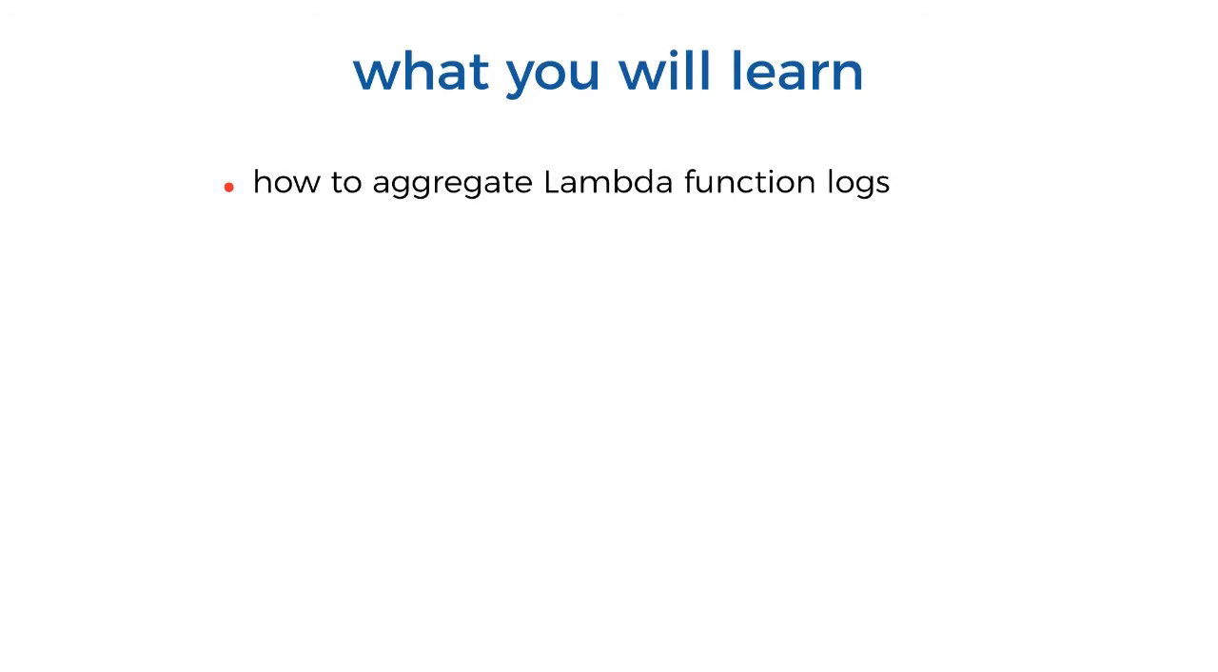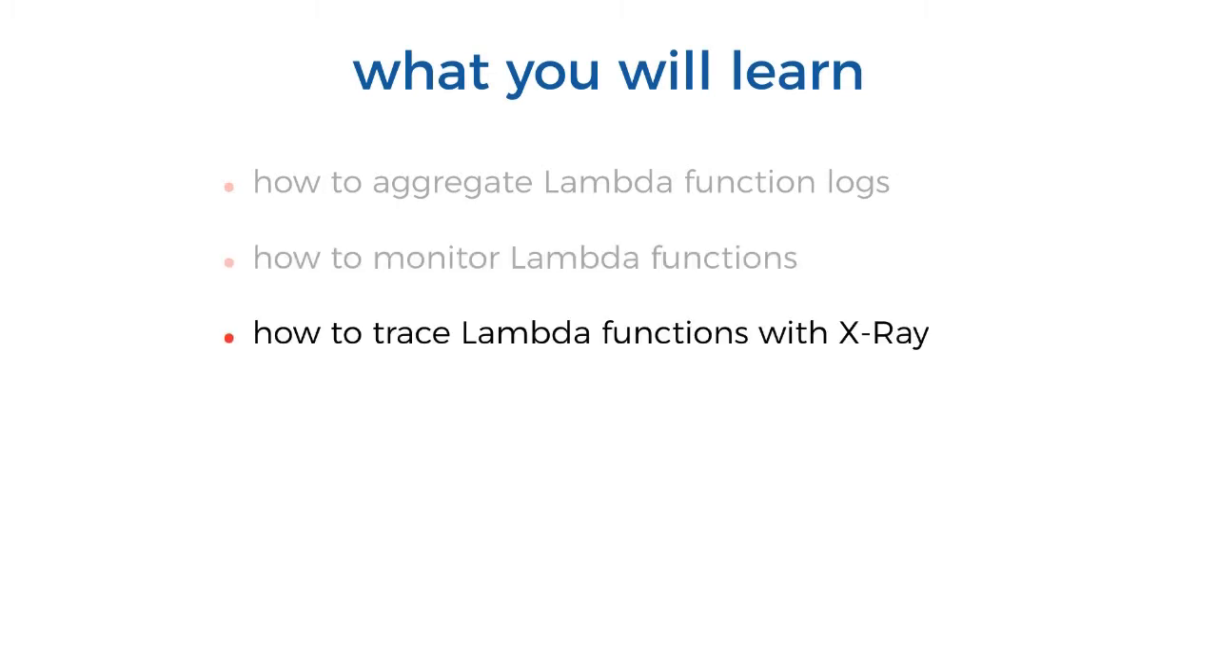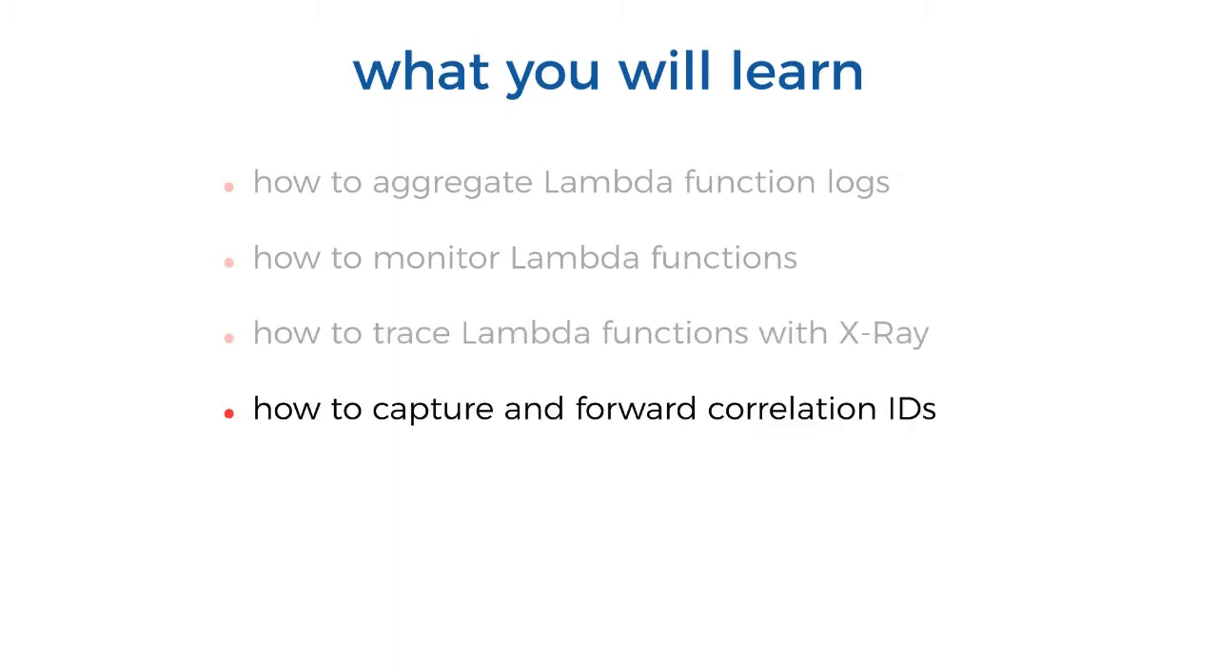You'll learn how to collect logs with a log aggregation service, and how to monitor your Lambda functions with CloudWatch and OwlPipe. We use AWS X-Ray to help us trace our functions and identify performance problems. You'll learn about the importance of correlation IDs and how to capture and forward them through HTTP requests, SNS messages, and Kinesis events, and recording them in your logs.